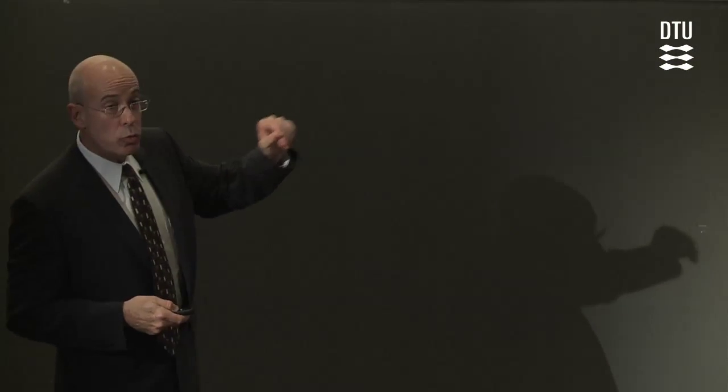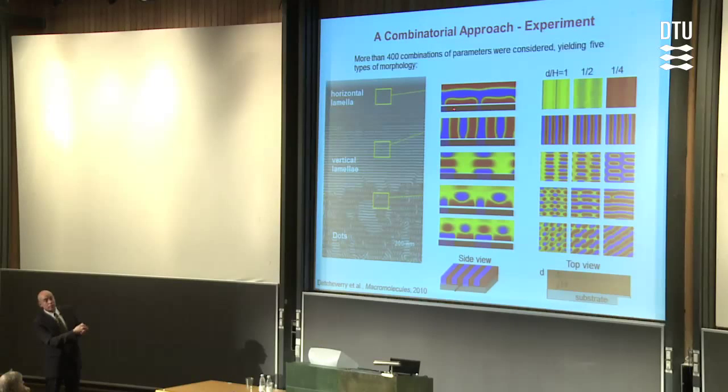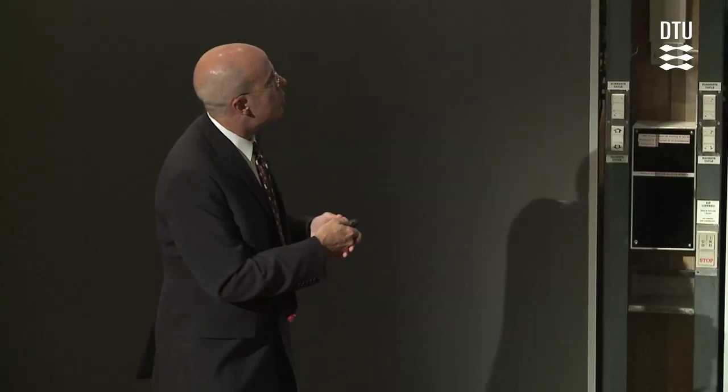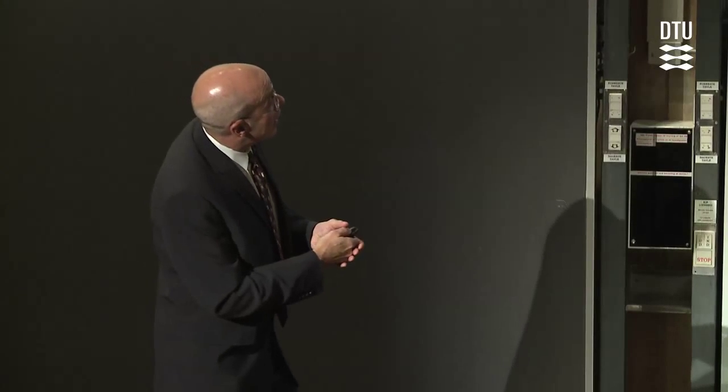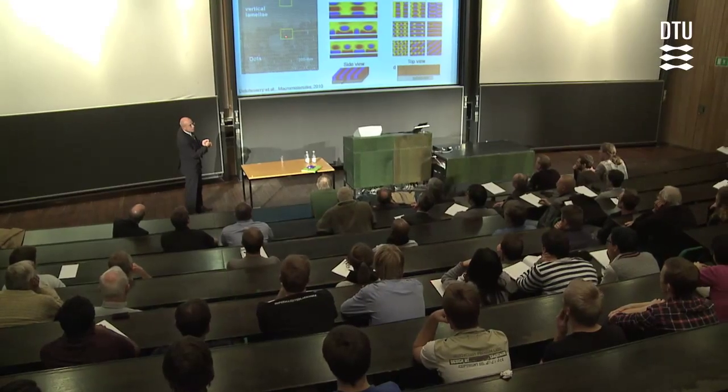Subsequently, the experiments were performed in a combinatorial manner, and that's what they found. When we saw this, we were very excited because it became clear to us that you had horizontal lamella, you had vertical lamella, and you had dots. Now, our experimental colleagues were very skeptical about these predictions that you see over here. They claimed that what we're seeing were not dots, it was something much more interesting than dots. But we're pretty sure about these predictions.